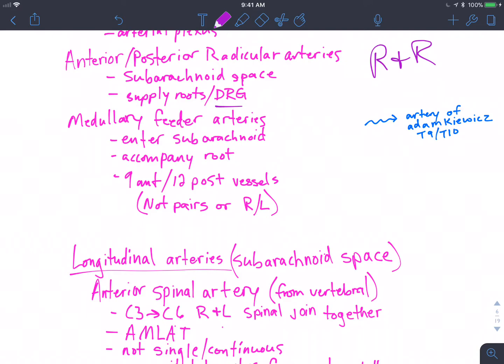I don't know why I have a company root there. It's not really what I meant to say. But they connect the anterior and posterior spinals to the segmental arteries, okay? And you see there are 9 anterior and 12 posterior vessels, not paired left and right.